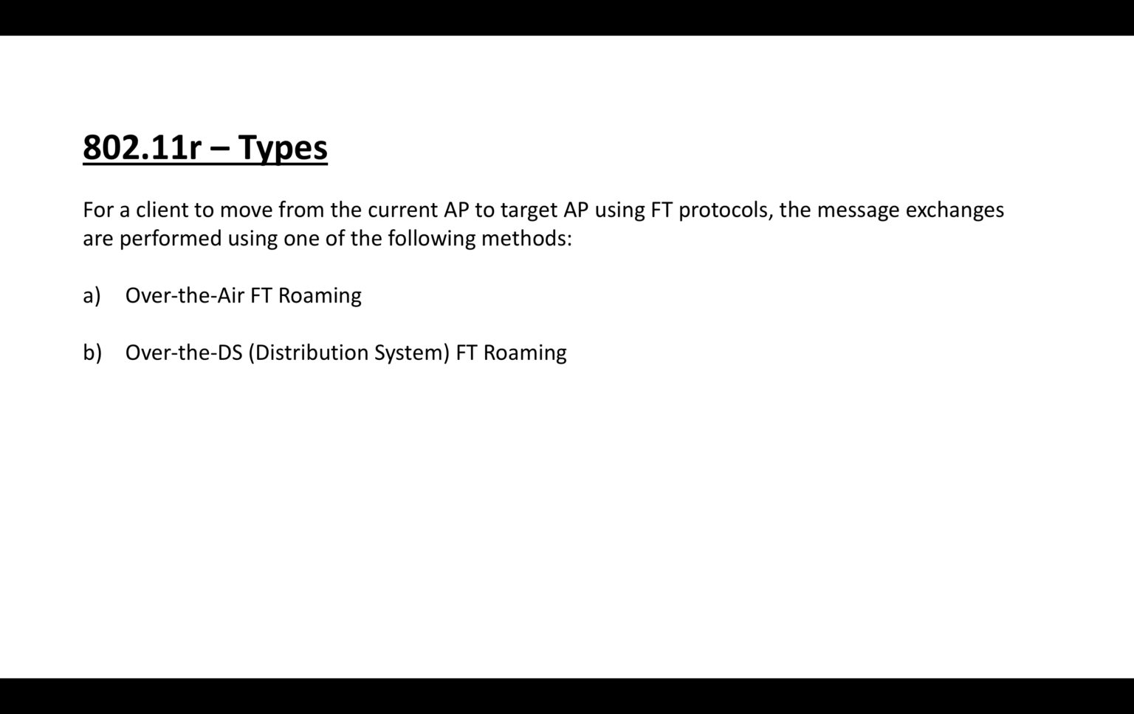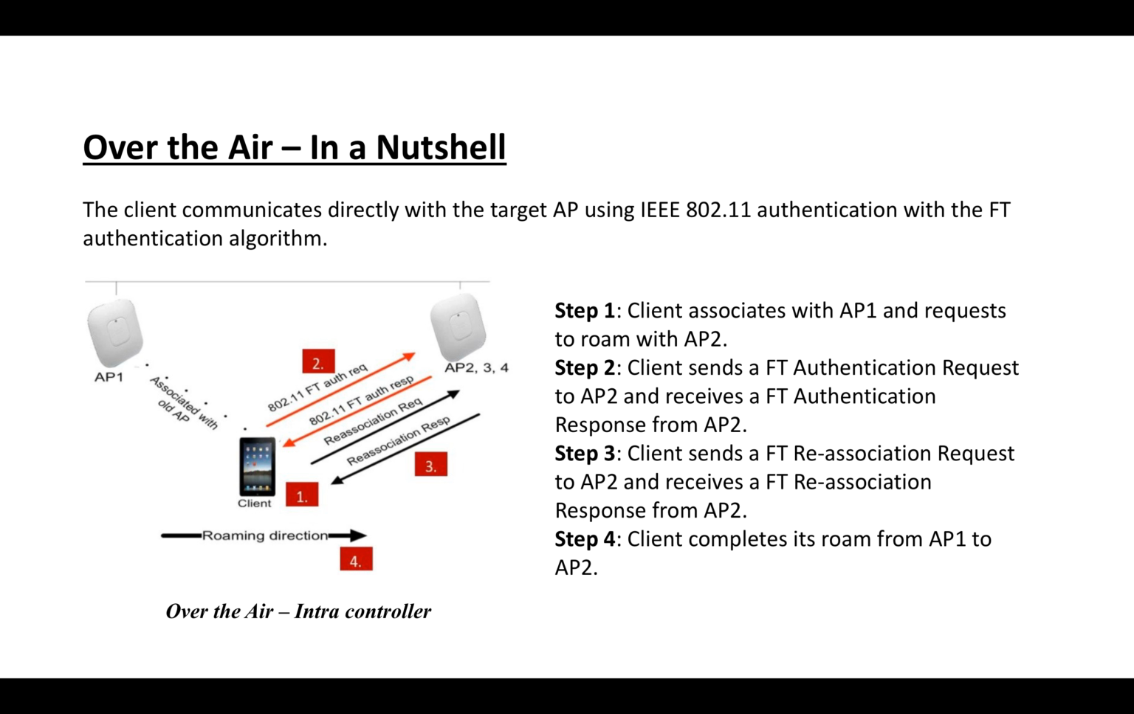Moving forward, what are the different types of .11r? One is over the air and one is over the distribution system. Over the air is basically all about how the communication goes on in the air rather than taking the distribution system, which is spoken about in over the DS technology. Over the air, as the name suggests, talks about all the communication between the client and the access points in the air, right?